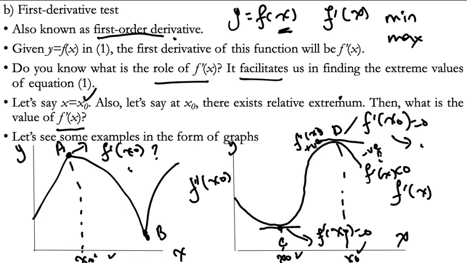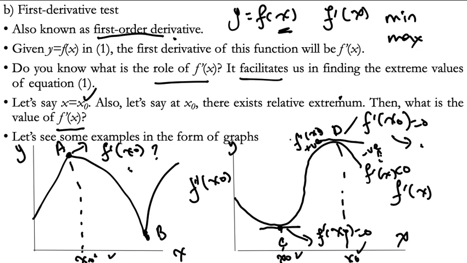So in this case, if to the left of D is a positive sign of slope and to the right of D is a negative sign of slope, then we know that at point D, where x naught is here, we have a relative maximum. Increase, decrease. So there must be 1 point of maximum, isn't it?